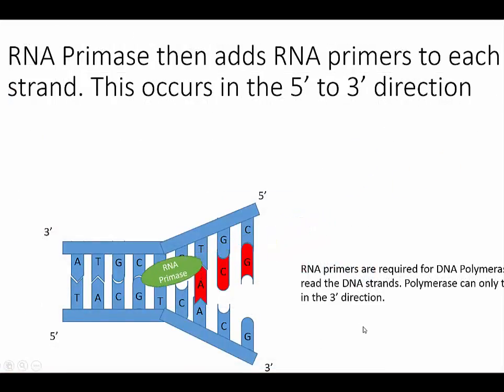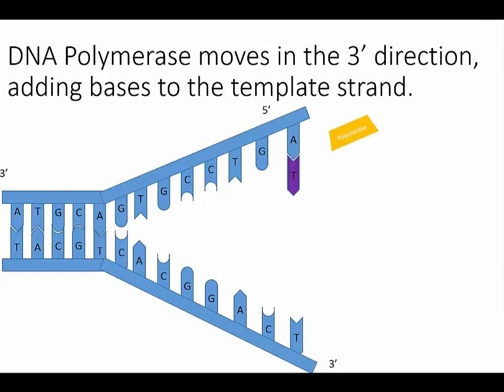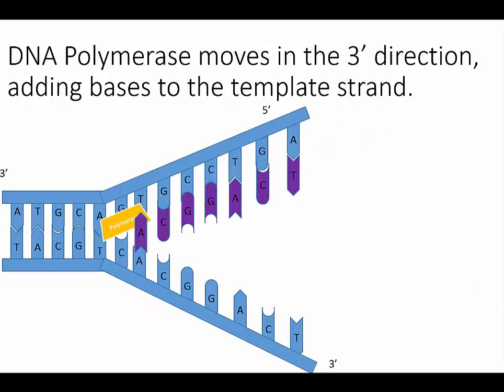This only occurs in the 5' to 3' direction. DNA polymerase then moves in the 3' direction, adding bases to the template strand. And this is the template strand here, and the appropriate complementary base has been added.